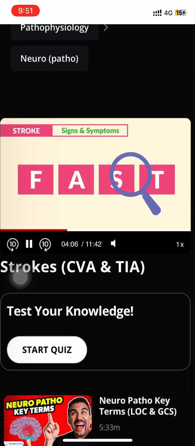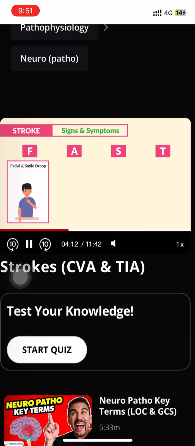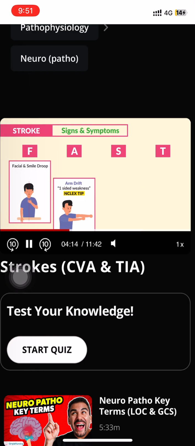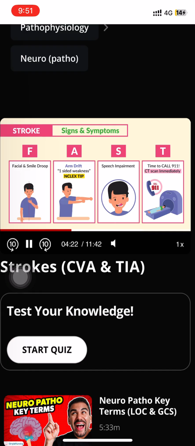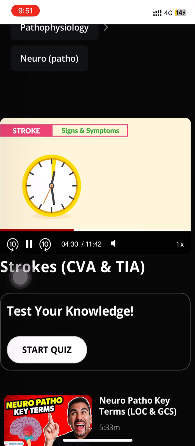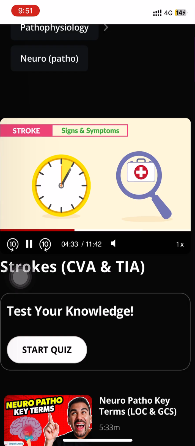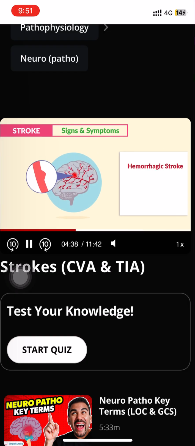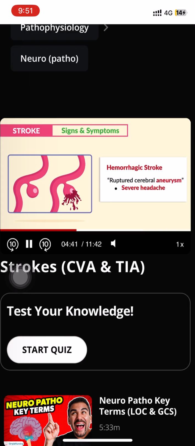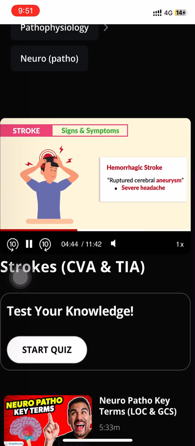So for quick assessment, we use the popular acronym FAST, since acting fast saves lives. So F for facial and smile drooping, A for arm drift, that one-sided weakness, S for speech impairment from the mouth and tongue, and then T for time. We have to call 911 and get a CT scan immediately for any of these signs and symptoms. Since this is known as the golden hour, we only have 1 hour to seek medical attention due to the lack of oxygen supply to the brain. Remember, time is brain.